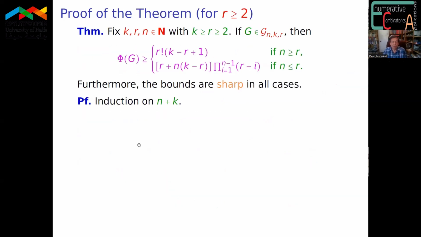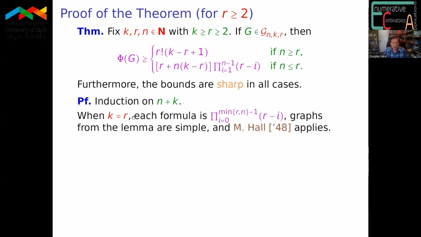And now let's see how we use it to prove the theorem in the case, as I said, when R is at least 2. So we're fixing K, R, and N. The degree always has to be at least the number of neighbors. And we're in this family where X has N vertices, all of which have degree at least K and at least R neighbors. And we want to prove that there will be at least this many X matchings. Now, I already showed you the sharpness constructions. Our proof will be by induction on N plus K. K has to be at least R.